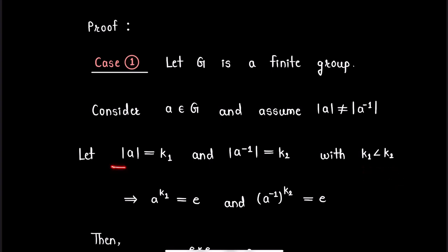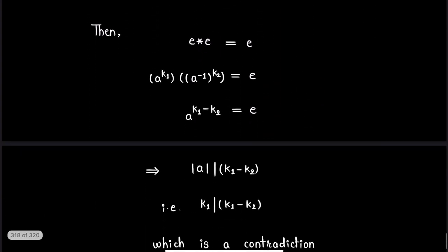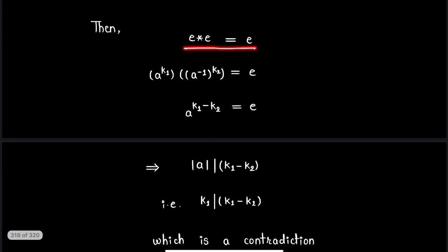Now since the order of a is k1 and the order of a inverse is k2, we have a^k1 is identity and (a inverse)^k2 is identity. Then e star e is identity. So we can write it as: we will replace this e by a^k1 and this e by (a inverse)^k2, and this identity will be the same. Next, this can be written as a^(k1 minus k2) is equal to identity.